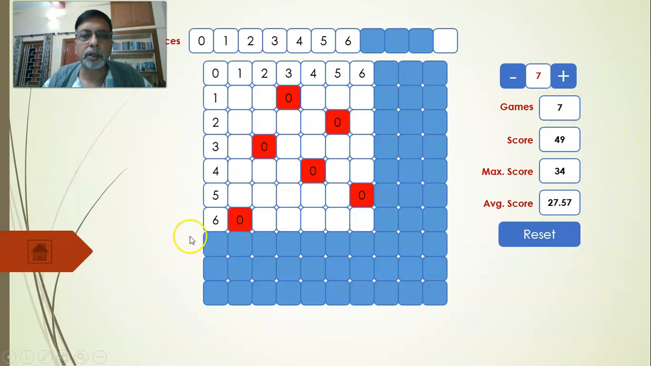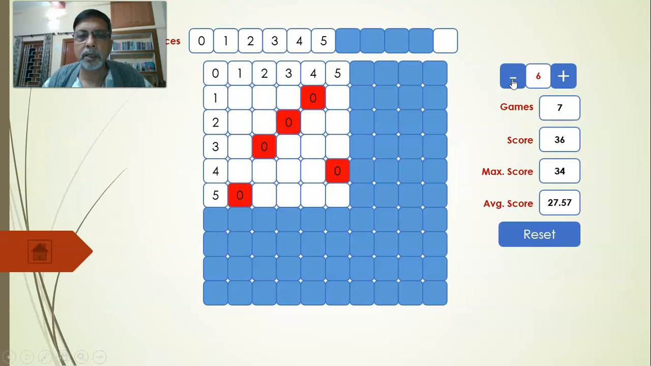Latin square. On the first row we have 0 to 6. The size is 6, and I can change the size. Say for 6 by 6, the numbers are 0 to 5, and the first column is also 0 to 5. Now there are some zeros here, and any number appears only once in the entire row or column. So you have to fill up the square with the idea that any number can only come once in the entire row or column.